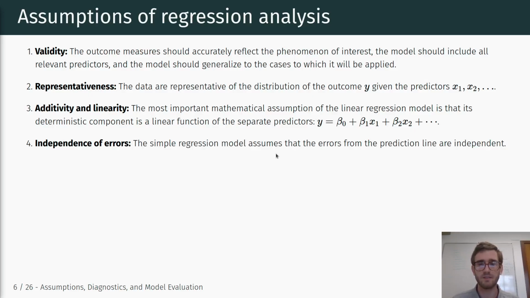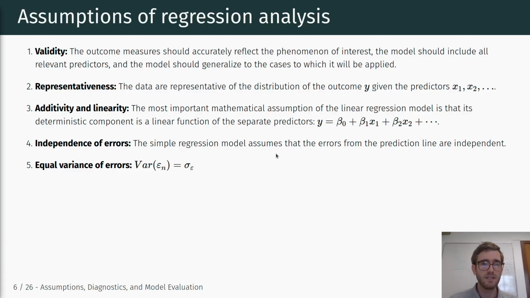The next assumption is independence of errors. The simple regression model assumes that the errors from the prediction line are independent. And there are cases where this can be violated. For example, as soon as you have time series data or spatial data or other multi-level settings where you have correlations between individual observations, then this independence of errors assumption is violated.